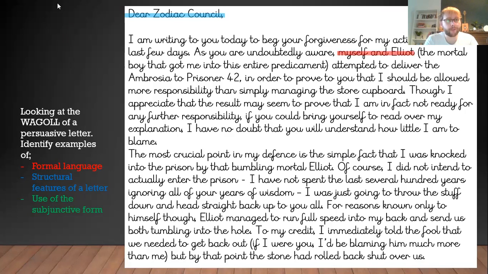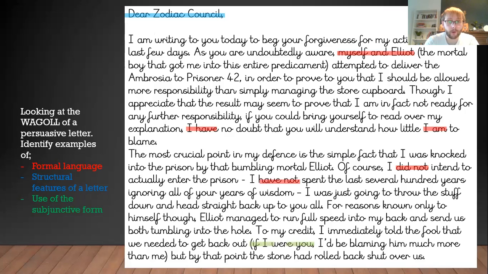Now we can look at the formal language. So myself and Elliot, rather than Elliot and me, making sure we're getting that the right way around. I have rather than I've. I am rather than I'm. Did not rather than didn't. Have not rather than haven't. And then there was also I am at the very, very beginning, which I've missed, instead of I'm.